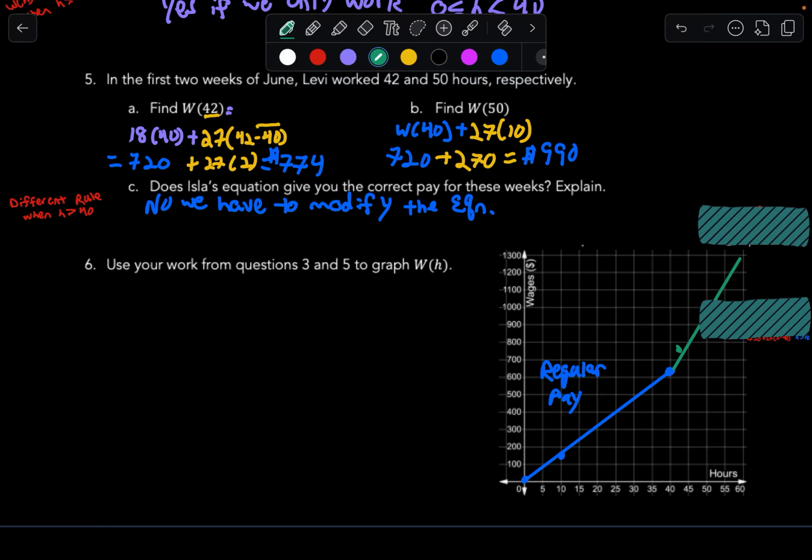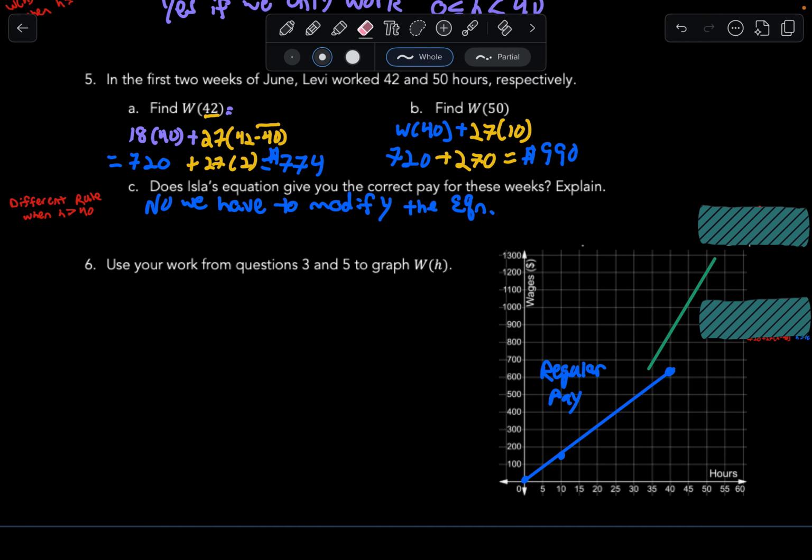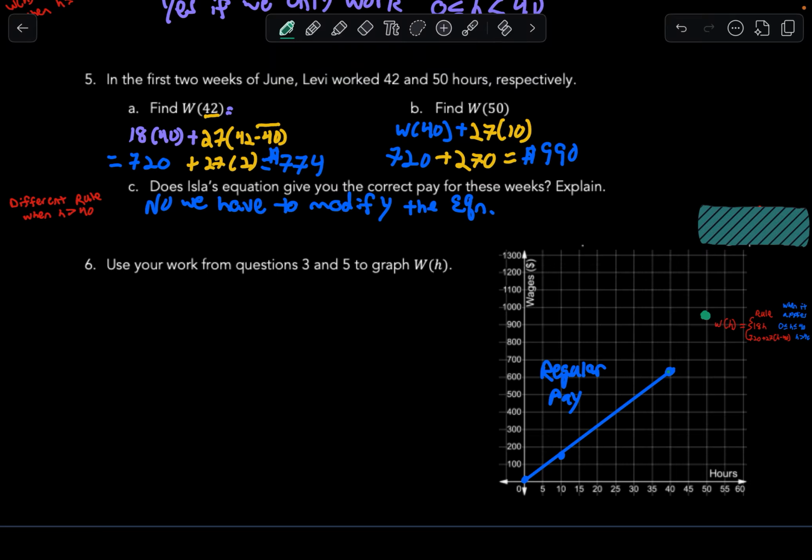Actually, I probably should just kill it and do it again because I don't like that. So where is 990? At 40? No, at 50. 990 at 50. It's right there. So now we would have this line.